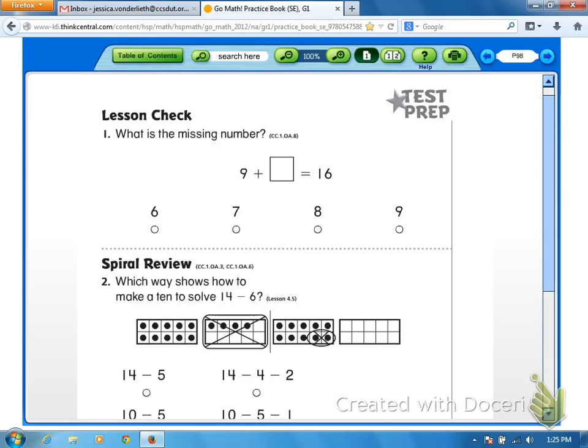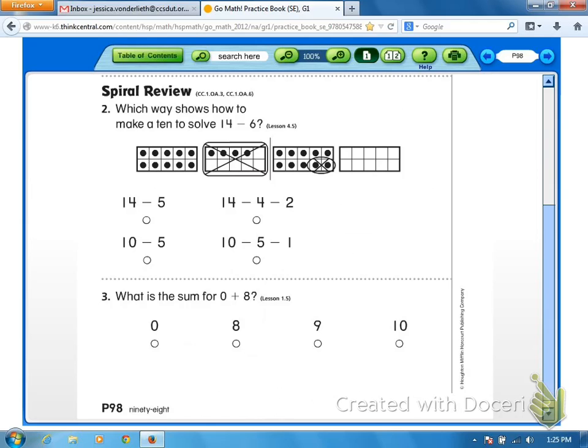On the spiral review, the first problem says, which way shows how to make a 10 to solve 14 take away 6? So the first problem, we're taking away 4 to make our 10, and then we're taking away another 2. So it would be 14 take away 4 take away 2. And number 3, what is the sum for 8 plus 0? It would be 8.